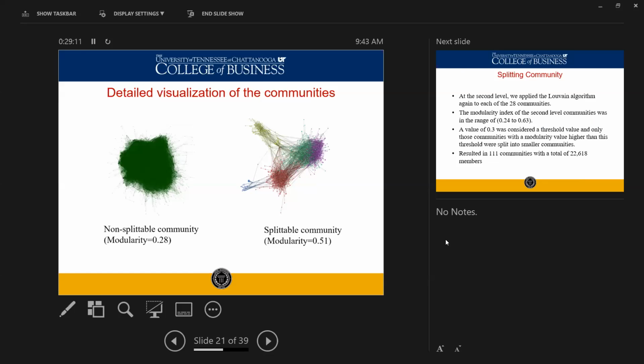Then we started looking at the details of each of these communities and their structure. We found the structure of these communities quite different, which is very interesting. Some communities had this kind of network structure, some had this kind, and this is their modularity value. The communities on the right are splittable communities. You can clearly see that they can be split into 3 or 4 communities.